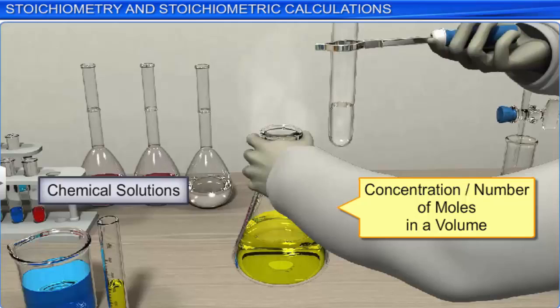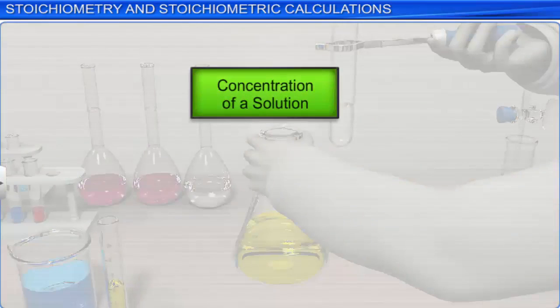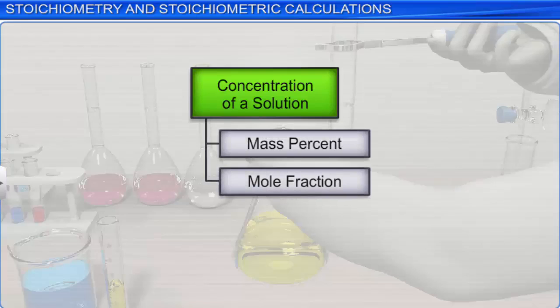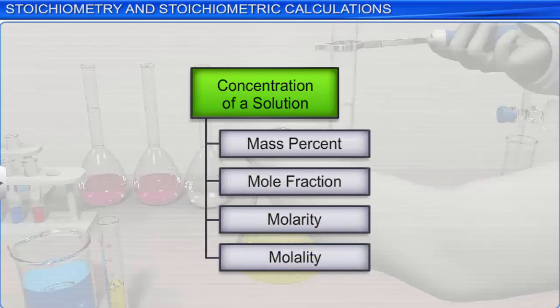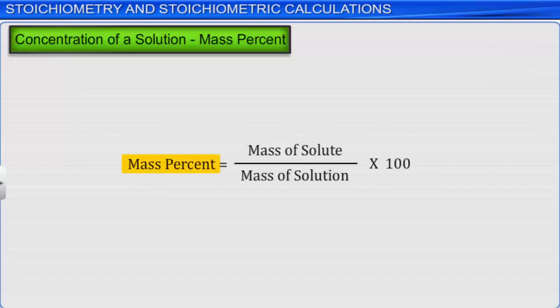We can express the concentration of a solution present in a given volume through 4 methods. They are mass percent, mole fraction, molarity, and molality. Let's look at each method. The mass percent of a solution is determined by dividing the mass of the solute by the mass of the solution and multiplying it by 100.